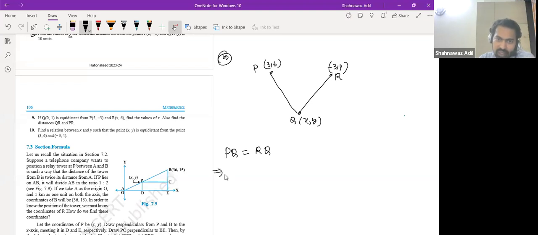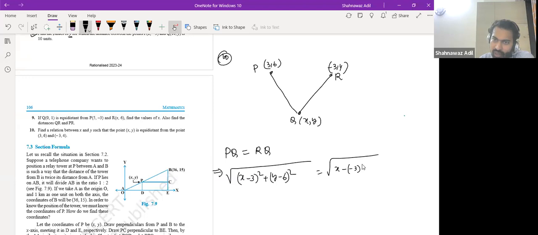Then we'll have what? Let me write it this way: x minus 3 whole square plus y minus 6 whole square, this is equal to x minus of minus 3 whole square and then y minus 4 whole square. We cannot simplify this, so squaring both the sides.